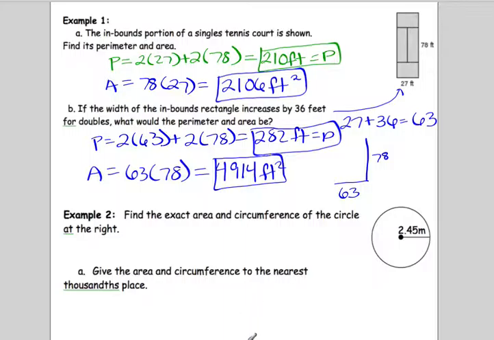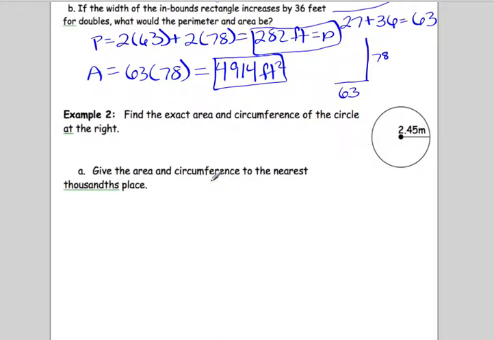In example 2 here, we have a circle. They gave us that the radius is 2.45. We want the exact area and circumference of the circle for the first part here, and then we want to give the area and circumference to the nearest thousandths place. Okay, so for the exact answer, that means you're going to leave your answer in terms of pi.